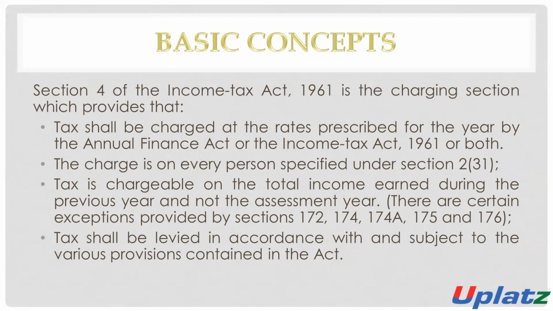Number two, the charge is on every person as defined under Section 2, subsection 31. As per the Income Tax Act, the definition of person includes individual, HUF, AOP, BOI, company, firm, and artificial juridical person. These all are considered as persons. The provisions of income tax, and Section 4, are applicable on all the persons.